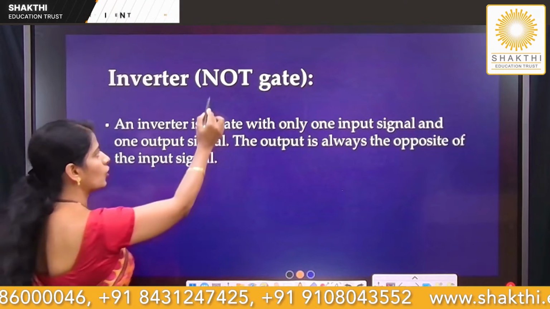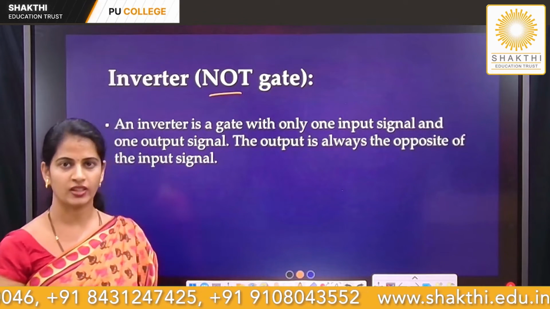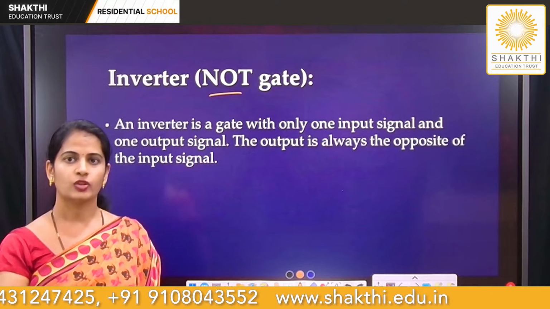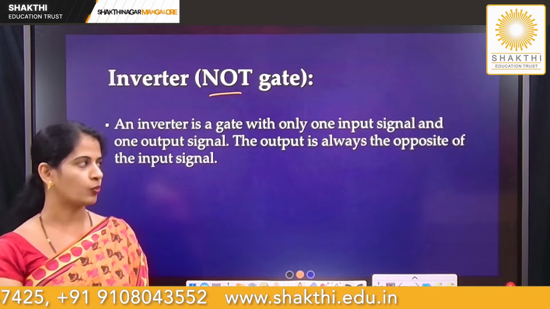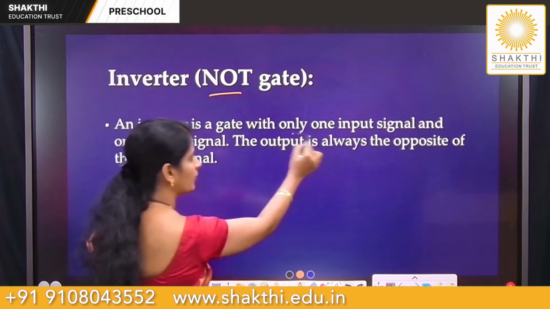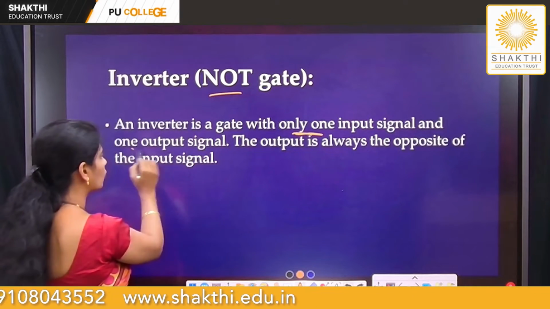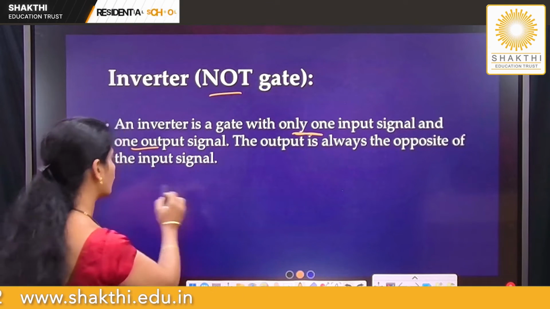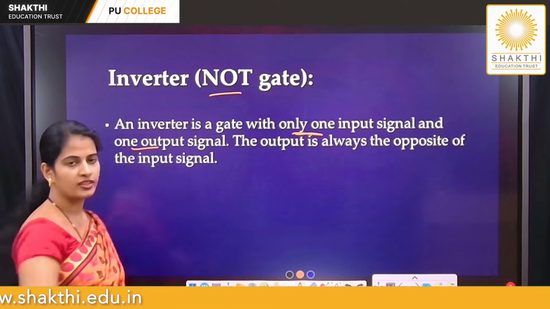So the first one is the NOT gate. It is also called an inverter gate. So let's see the definition. An inverter gate is a gate with only one input signal and one output signal. So it only has one input signal and always produces one output signal. The output is always the complement of, or opposite of, the input signal.